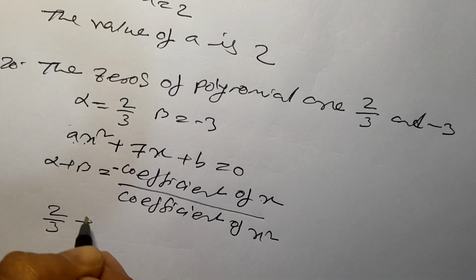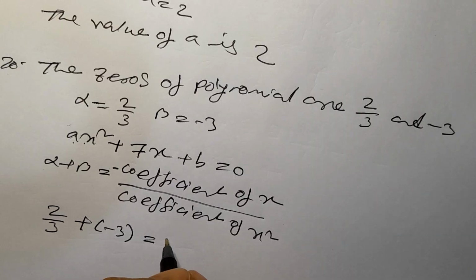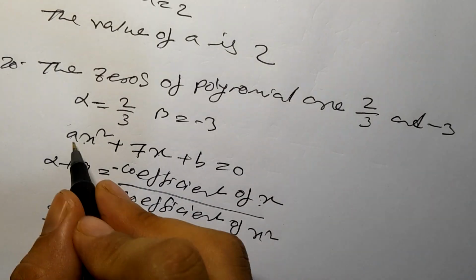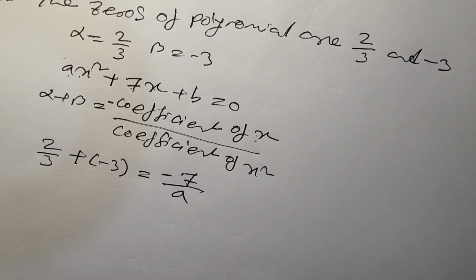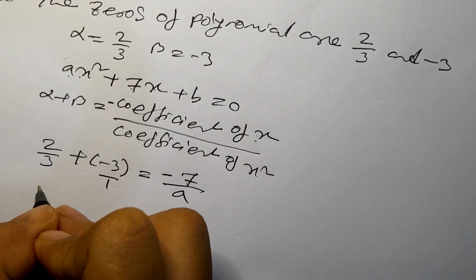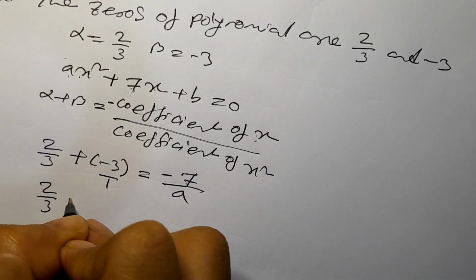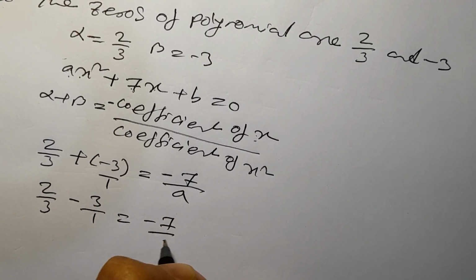So alpha is 2/3 plus beta is minus 3 divided by 1, equal to minus coefficient of x, there is 7, divided by coefficient of x square, there is a. So it will be 2/3 plus into minus 3 divided by 1 equal to minus 7 by a.